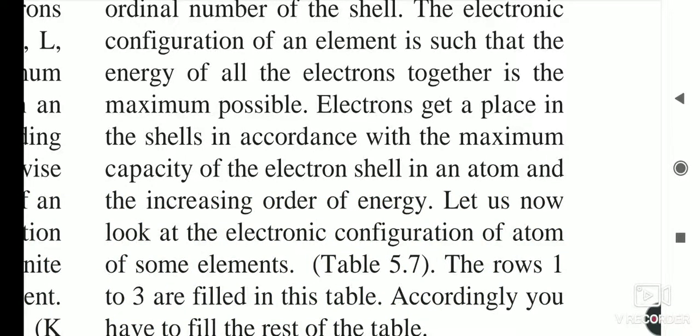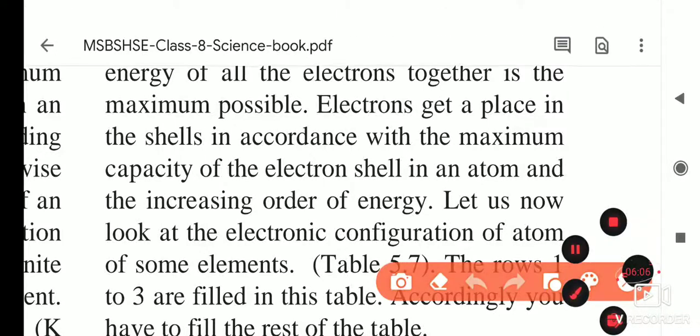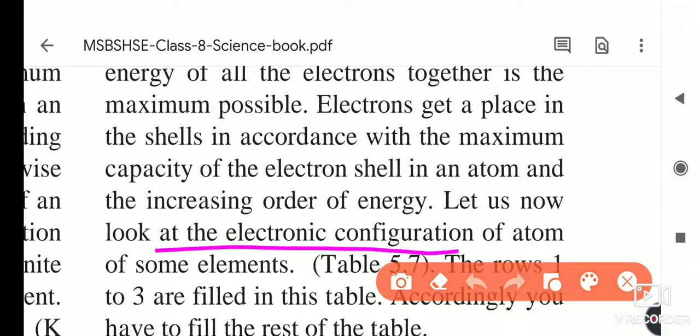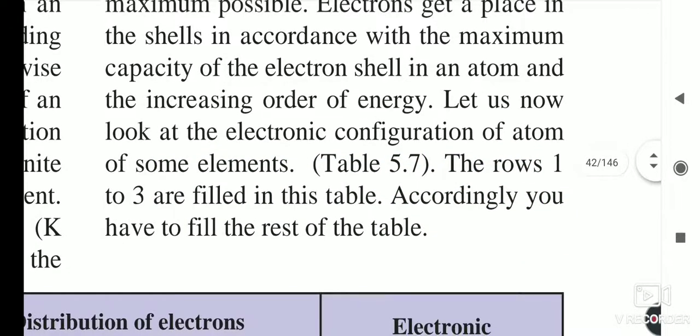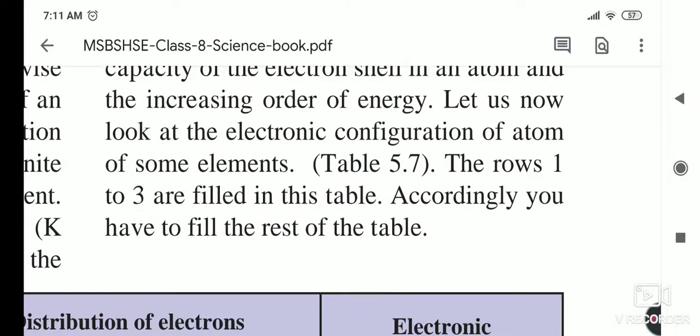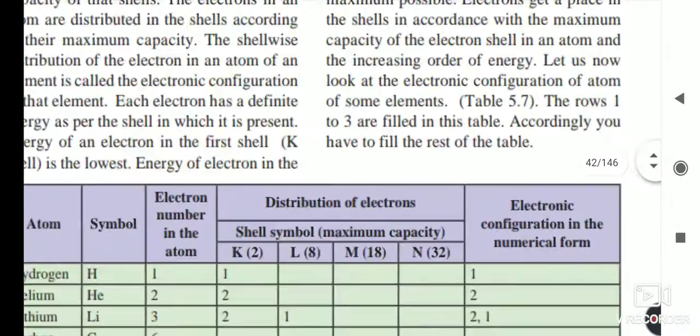So as per the capacity, the electrons are accumulated in the shell. Next, let us now look at the electronic configuration of atoms. Now we have to see the electronic configuration of atoms of some elements. So rows 1 and 3 are filled in the table accordingly. You have to fill the rest of the table. So here is the table.